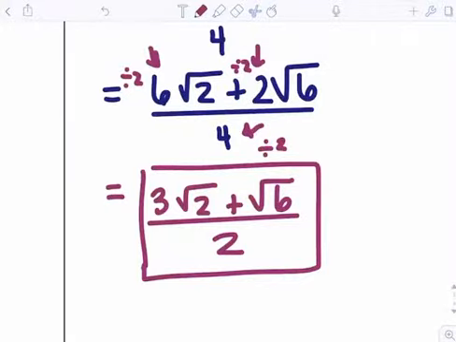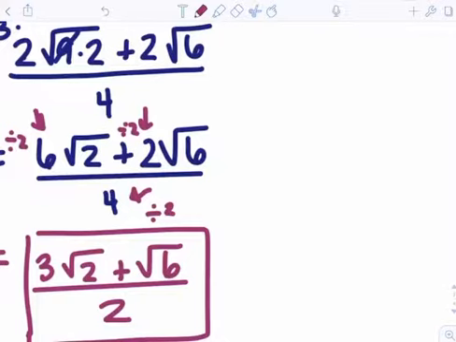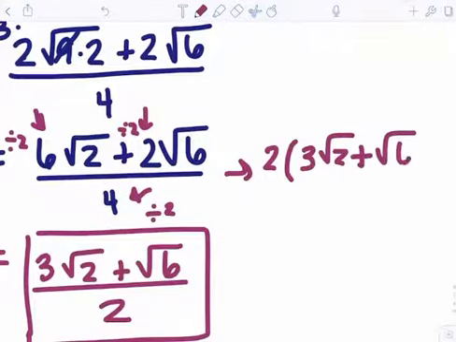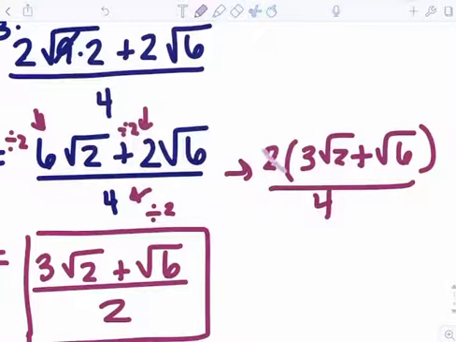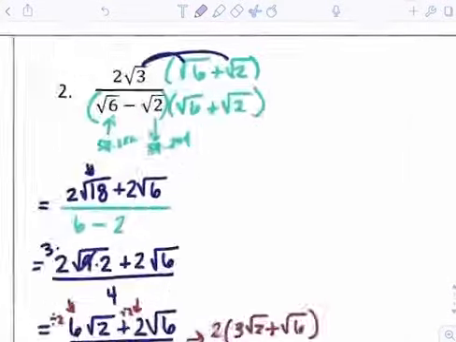Again, these 2's cannot simplify because one's in the radical, one isn't. If you wanted to factor it out, it would look like this. So take out the 2, 3 root 2 plus root 6 over 4, and then the 2 and the 4 would cancel out, and you would get to this answer. Okay, let me show you the foiling really quick before I move on to the next example.